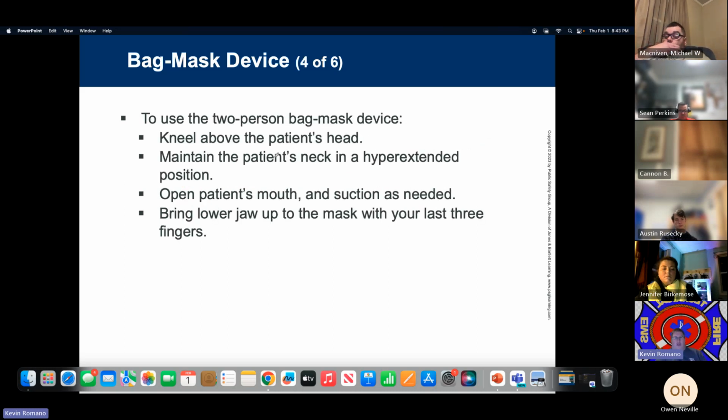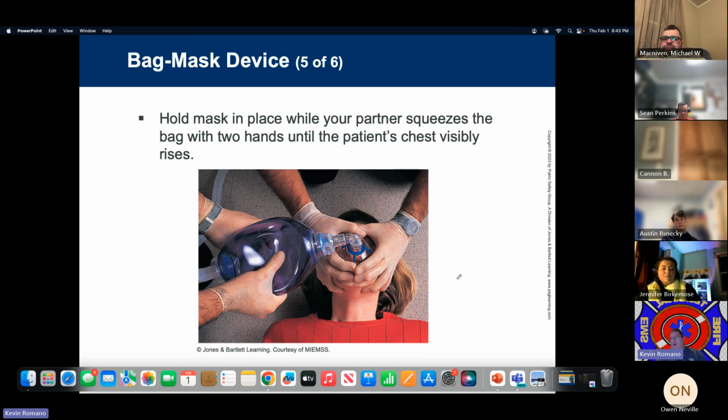Right? So to do this, we're going to kneel above the patient's head. We're going to hold the mask in place. This is called the double EC method. So you see the E here, the three fingers, or the others down there, and here's your C here. Double clamp holds it down very well.